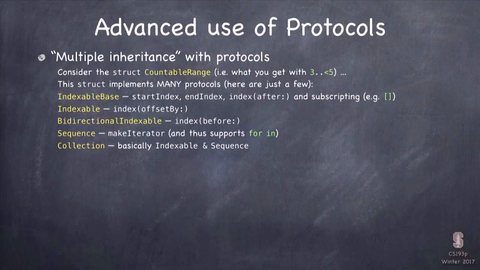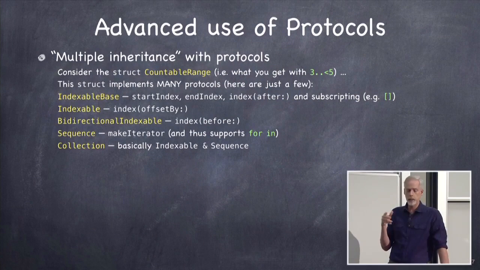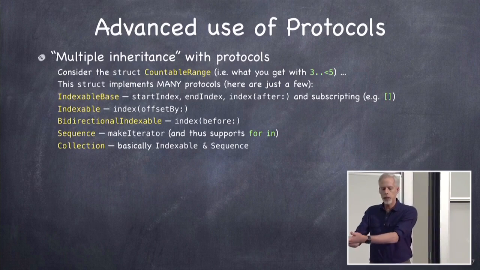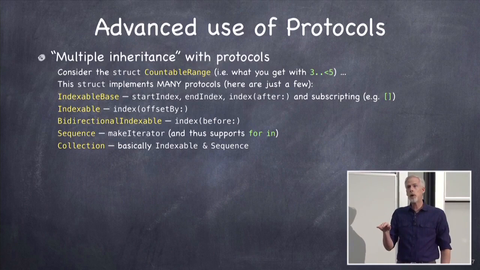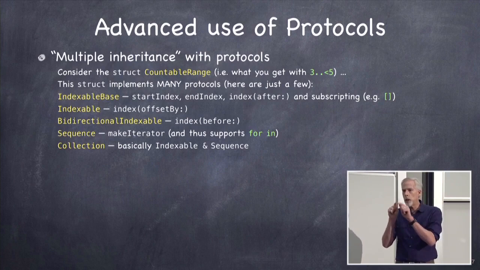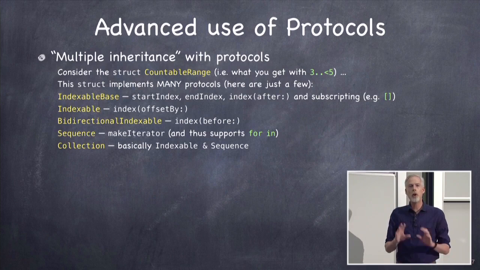Okay, here's some of the interesting ones it implements. IndexableBase, which gives it startIndex and endIndex, which I showed you on that slide kind of erroneously as Range. It also implements this method index(after:), so a range can move forward because you can always find the next index. And it also does subscripting, so you can take a range and get subscript 3, and it will get you the fourth one in there. Right? So that protocol is called IndexableBase.